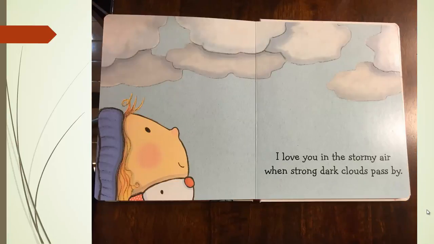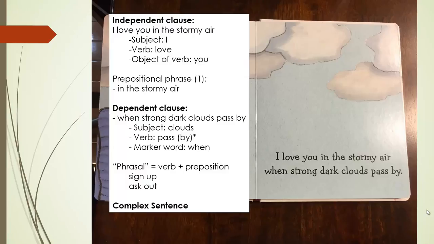I love you in the stormy air when strong dark clouds pass by. Same thing, right? Same sort of structure. I love you, independent clause, in the stormy air, prepositional phrase. When strong dark clouds pass by. We've seen when a couple of times. Dependent marker word. Clouds is our subject. Verb is pass or pass by.